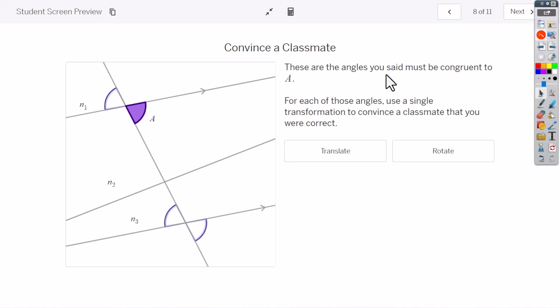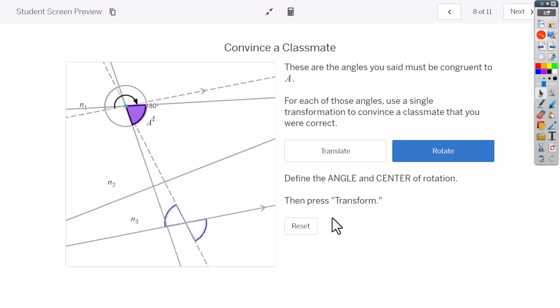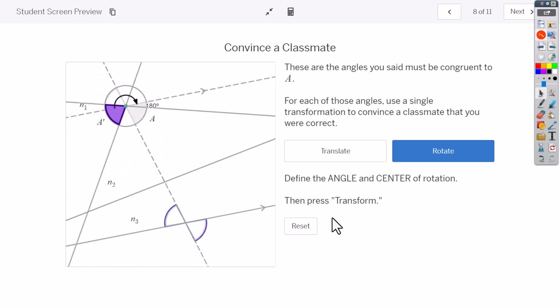So if these are the angles that we said have to be congruent to angle A, for each one, I should be able to use a single transformation to convince somebody that I'm right. So let's do that for each one of these. I'm going to start by doing what we did before. Let's look at this angle and do a transformation that would map A onto this angle here. I think we need a rotation for this. So I'm just going to drag that center of rotation right there. And this is going to be 180 degrees. And we can see that, just like before, those vertical angles are congruent.